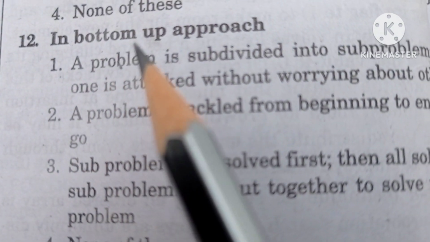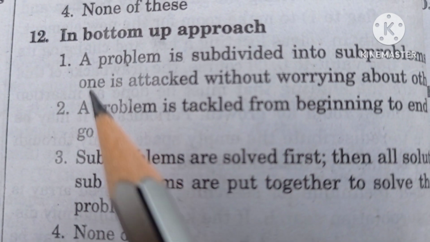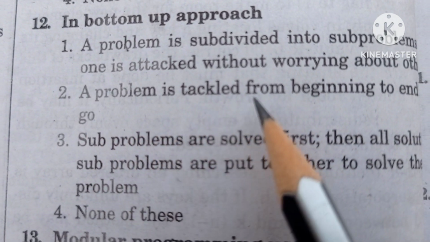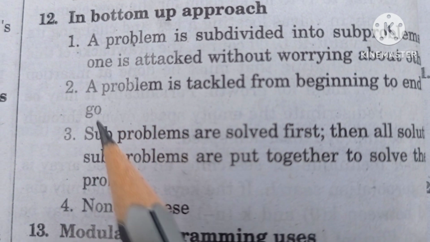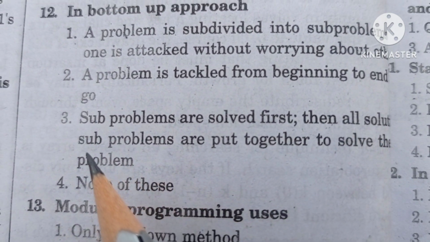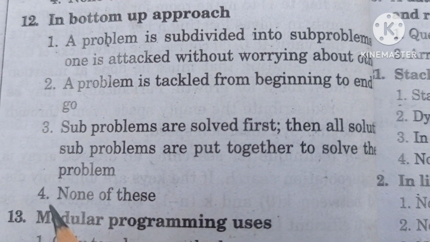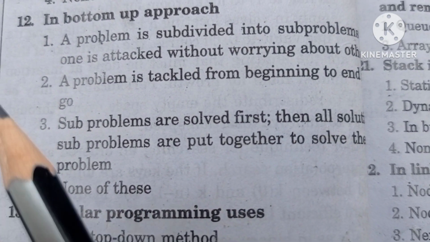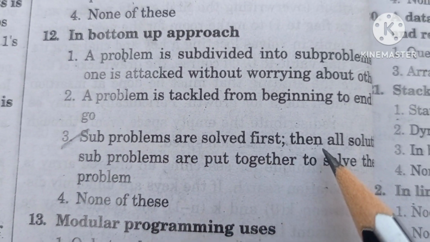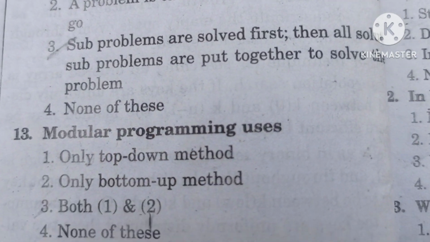In the bottom-up approach, a problem is subdivided into subproblems? Options: one is attacked without worrying about the other; a problem is tackled from beginning to end; subproblems are solved first, then all solutions are put together to solve the problem; none of these. Answer is the third one: subproblems are solved first, then all solutions are put together.